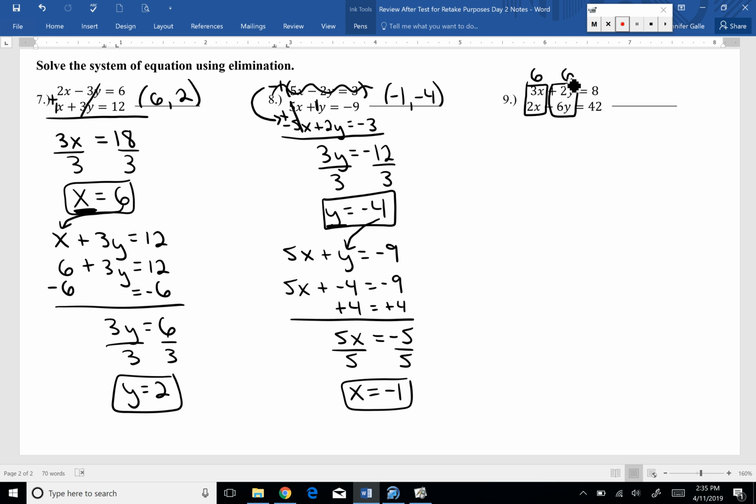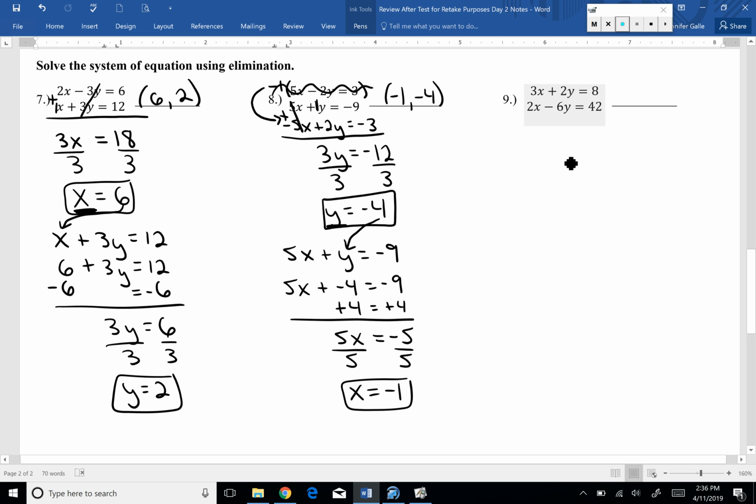If I choose the x's, the x's are going to take a little more work. I have to turn them both into 6's. If I look at the y's though, one of them already is a 6. The y's are going to be less work because one of them already is a 6. So I'm going to choose the y's. It doesn't matter which one you choose. If you want to choose to eliminate x, you're going to have to do some multiplying for both equations.